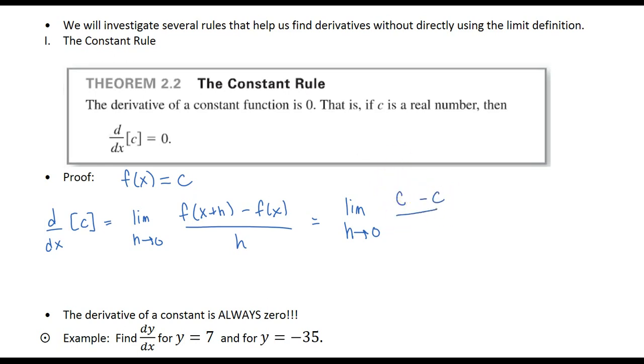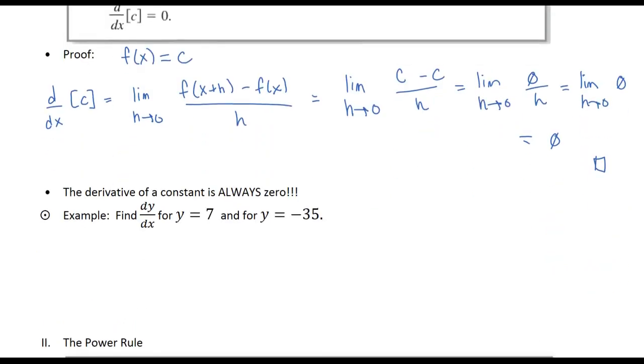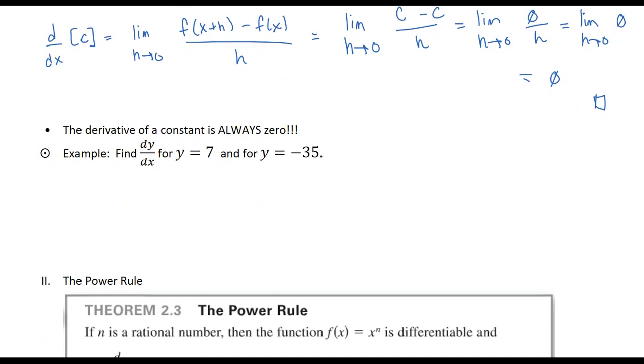f of x is also c, so we get the limit as h approaches 0 of c minus c over h, which is 0 over h, which is the limit as h approaches 0 of 0. And the limit of a constant is always that constant. So the answer here is 0. So that is the end of our proof. Really simple. So the derivative of a constant is always going to be 0. So if you wanted to find the derivative with respect to x of y equals 7 and y equals negative 35, the derivative with respect to x of 7 is going to be 0. The derivative with respect to x of negative 35 is going to also be 0.